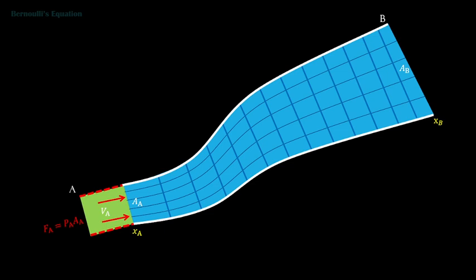These subsections are shown in this diagram. This is the first subsection, this is the second subsection, this is the third, and so on. There are n such subsections. So, as the liquid flows, the first subsection will replace the second, the second will replace the third, and so on. Moreover, these subsections are so small that we can assume their velocity to be the same throughout their volume.